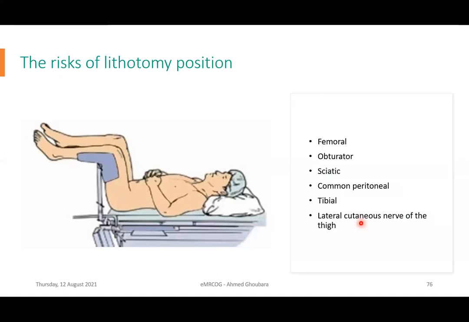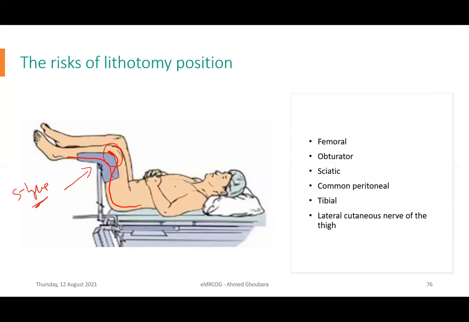Good. For the risk of lithotomy position, we have so many nerves in significant relation to the lithotomy position, like the femoral nerve, obturator nerve, sciatic nerve, common peroneal nerve, tibial nerve, lateral cutaneous nerve. Okay, let me just explain here because this is important. The sciatic nerve posteriorly divides into the common peroneal nerve and tibial nerve. So compression from these stirrups on the common peroneal nerve will lead to foot drop and sensation anomalies on the lateral part of the leg. So leg problems and foot problems, okay, from the common peroneal nerve.